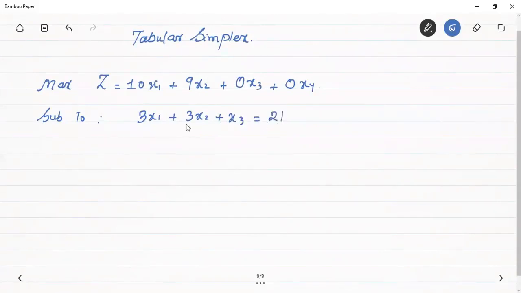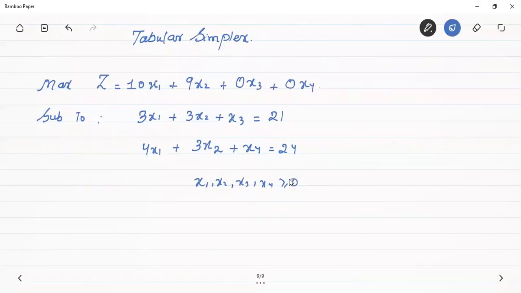And the second constraint was 4x1 plus 3x2, and we had introduced a slack variable x4 so that it became an equality constraint. Okay, this was the problem here, and the decision variables were x1 and x2. These have to be non-negative. Okay, these have to be non-negative.